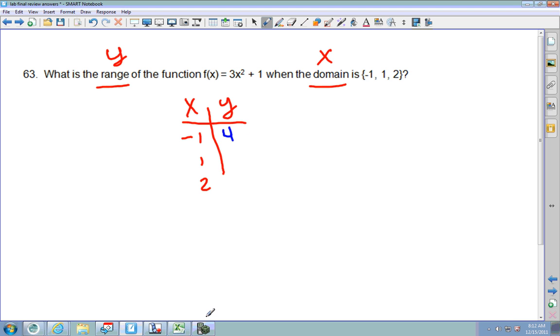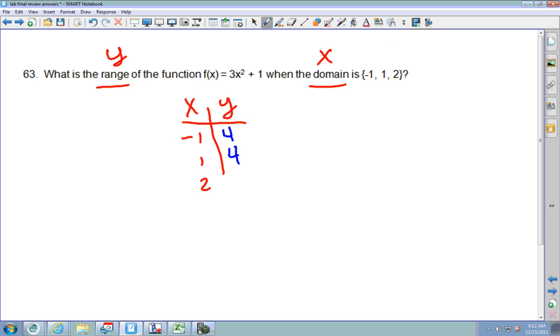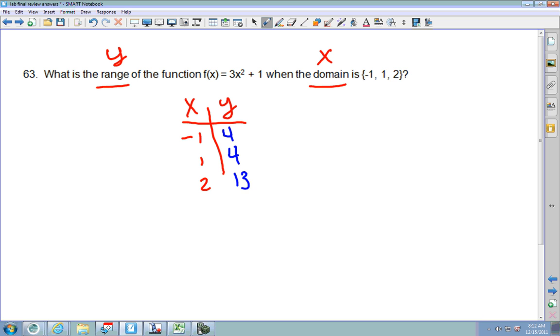When x is 1, y is 4 again. When x is 2, it is 13. Now, when we go to write this, the range equals, you don't need to write the 4 twice. You just write 4 and 13. If it repeats itself, you don't need to write it more than once.